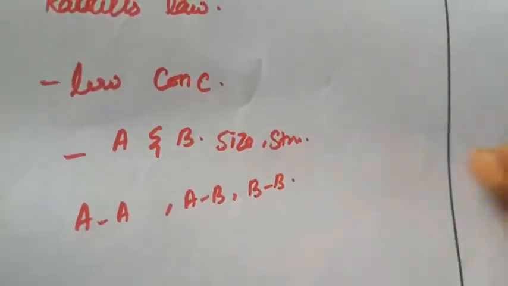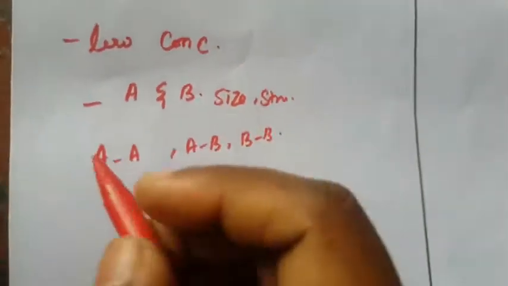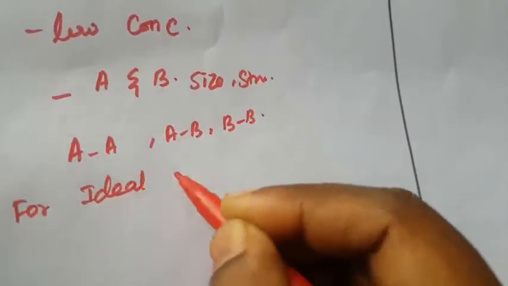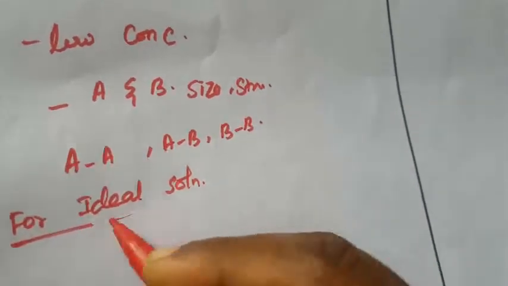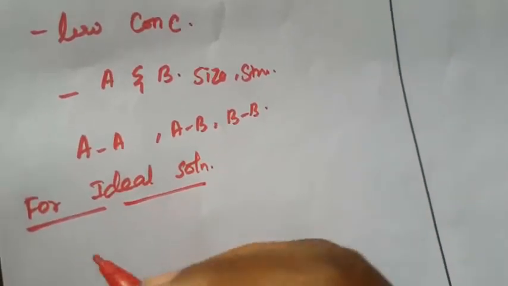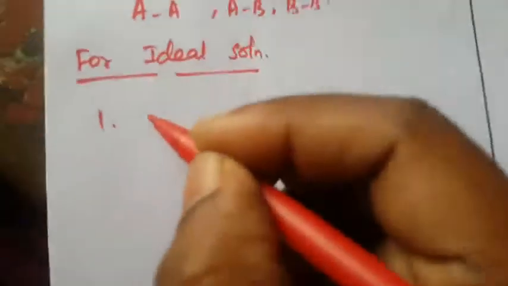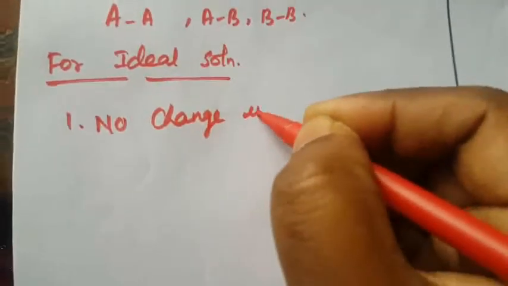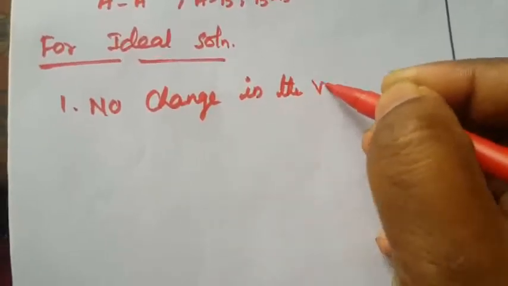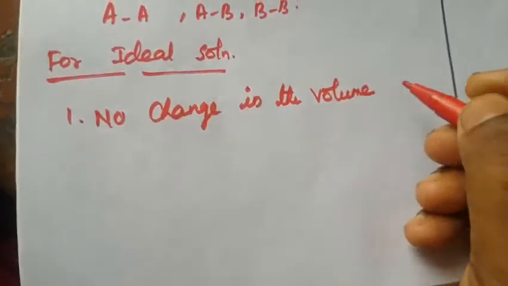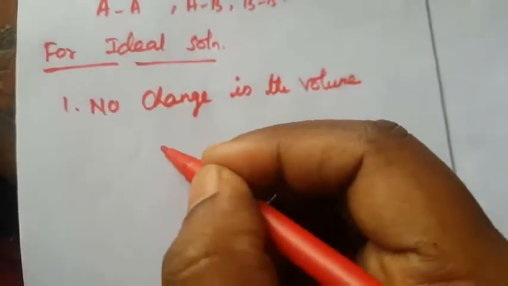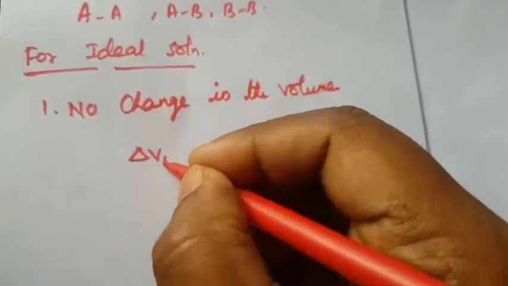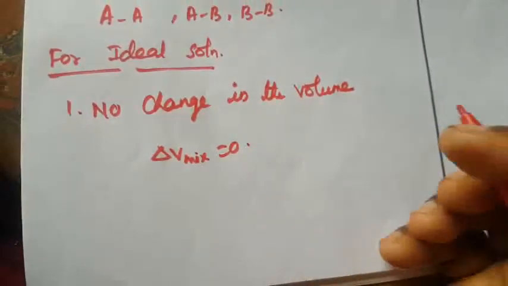What are the conditions for an ideal solution? For an ideal solution, the first one is that there is no change in the volume on mixing of the two components. That is, delta V mixing equal to 0. So this is the first one.